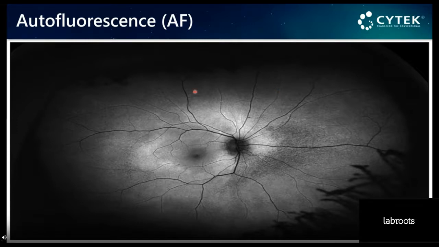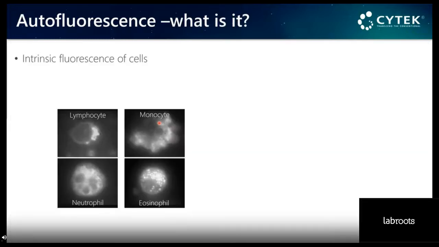For example, this is an image of our right eye that shows hyper autofluorescence in a patient with vision loss caused by toxicity. And the point is this hyper autofluorescence in the perimacular area was critical as an indicator for diagnosis.